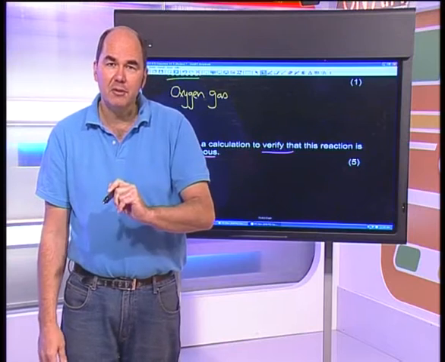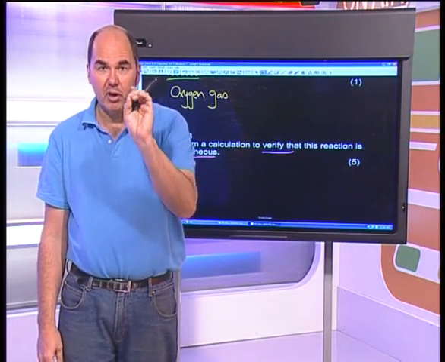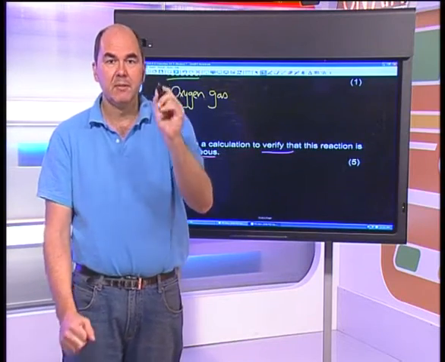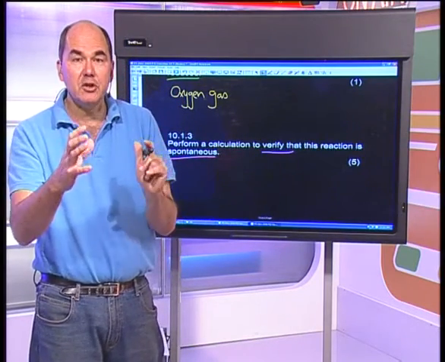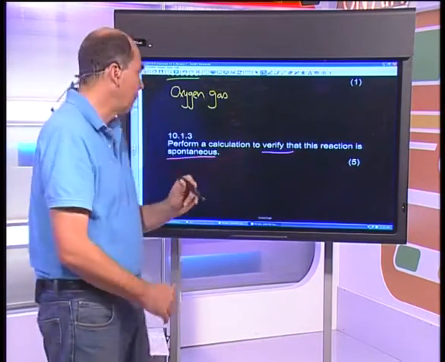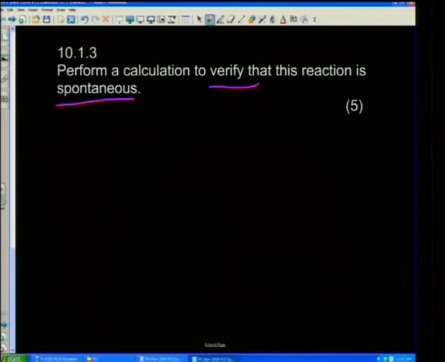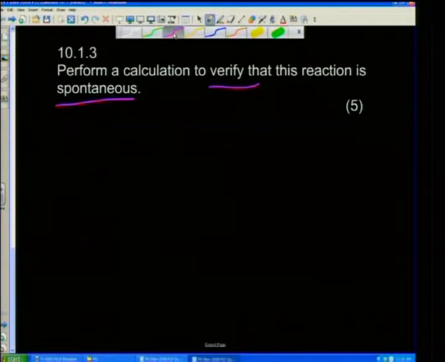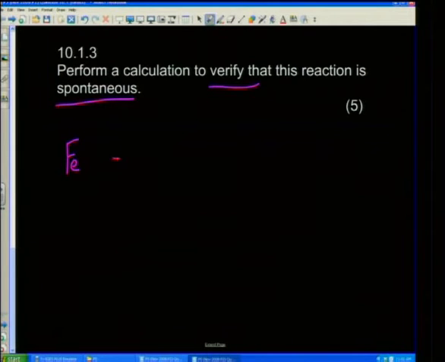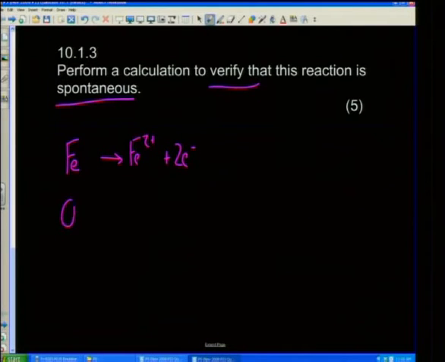So, but how can we confirm it? Now, this is where the table of half reactions comes in, and it's really useful for us. What we need to do is confirm the two half reactions, and we use the table to read off data from those half reactions. So I'm going to go back to my table, and I'm going to write down my half reactions. So let's do that. I'm going to say iron goes to iron 2 plus plus 2 electrons, and I'm going to say oxygen.